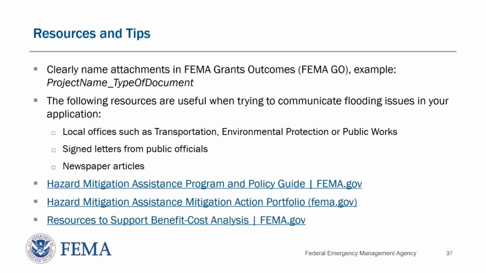In closing, the Flood Mitigation Assistance Grant Program has compiled some resources and tips for submitting a localized flood risk reduction sub-application. First, we encourage you to clearly name attachments in FEMA Go, being sure to include your unique project name and the type of attachment that is being uploaded. Next, consider using the following resources to ensure clear communication of local offices such as transportation, environmental protection, or public works, signed letters from public officials, and/or newspaper articles.